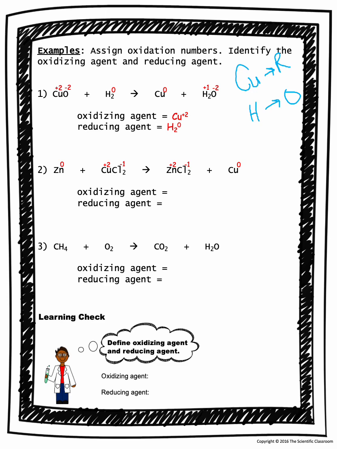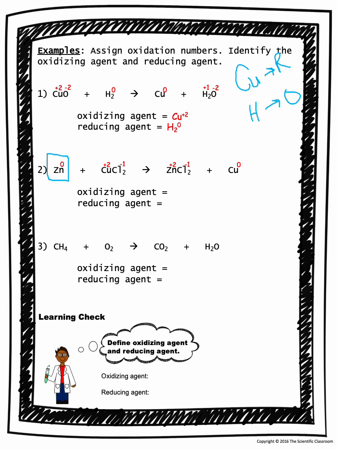I'll put a circle around what gets reduced, and I'll put a square around what gets oxidized. Okay, so let's take a look at what gets oxidized. So that means that it lost electrons and got more positive. Zinc went from 0 to +2. It got more positive, so that guy was oxidized.